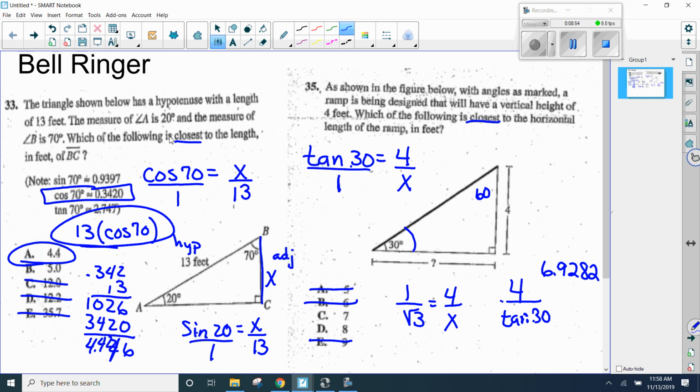So when you cross multiply and divide, you get 4 radical 3, right? Yep. So you could type 4 radical 3 in on your calculator, divide that by 1, but just type in 4 radical 3, and you get 6.9282. So that is closest to C, which is 7.